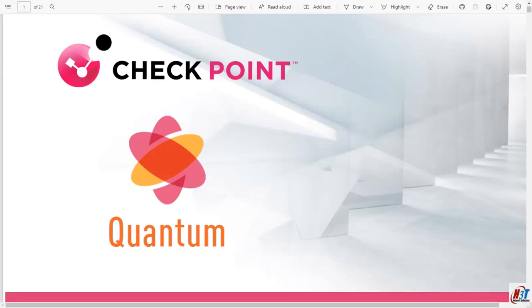Rebranded as Quantum. And I have a slide. We will go through this slide and we will be sharing this in the resource section. You can download this and go through the slide again if you need. But let's start with the discussion here.